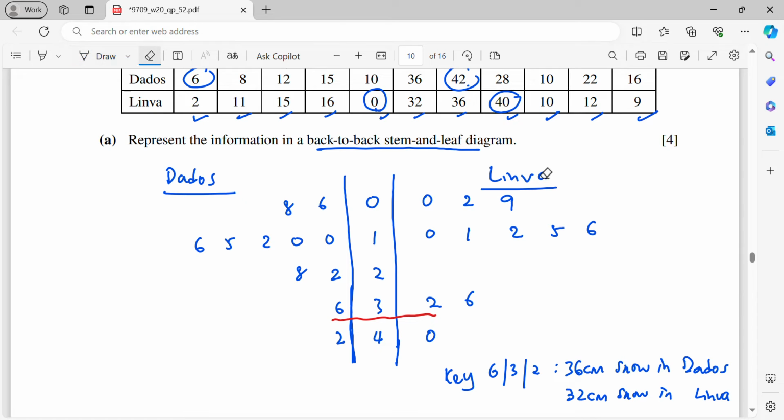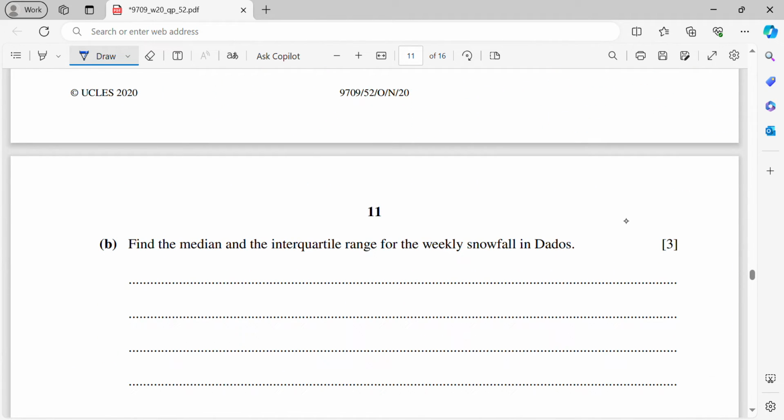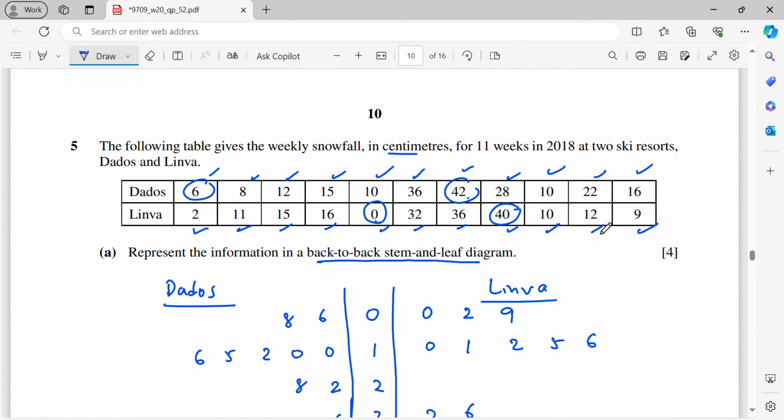Right, so that's the solution of this part A. Now B, find the median and interquartile range for the weekly snowfall in Dados. Alright, now Dados. So here we know that it will be 11 weeks, therefore 11 data here.